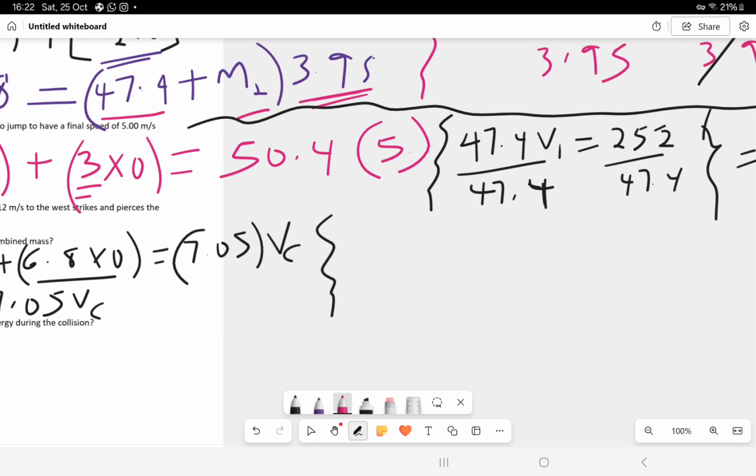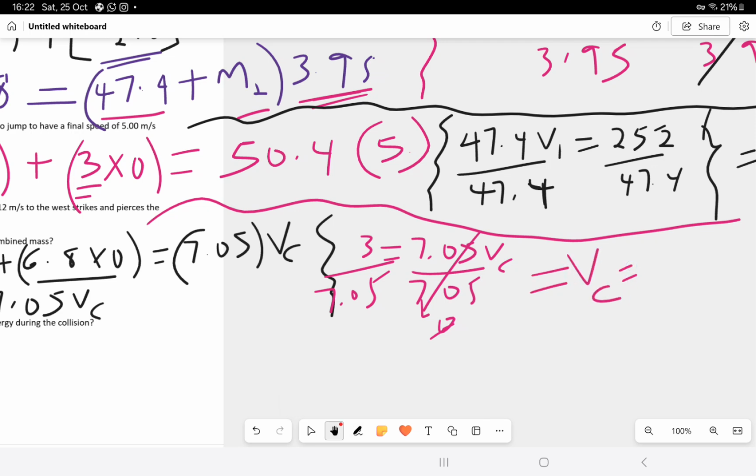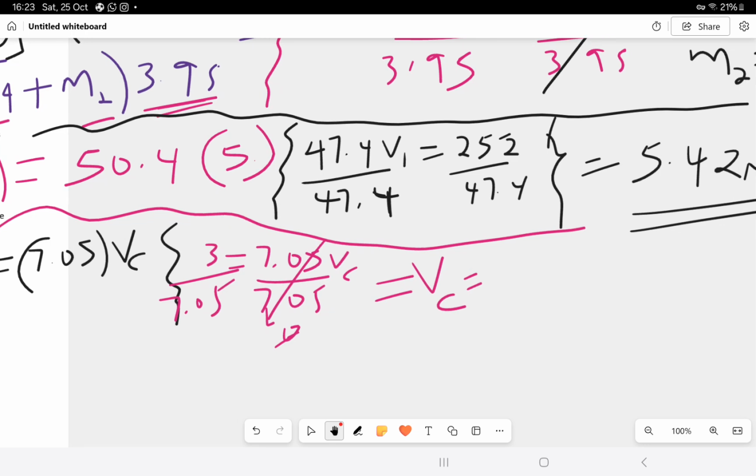Yep, just a minute. Let me draw a line here and then I'll add this. So I'll have now 3 is equal to 7.05 VC. Divide by 7.05, divide by 7.05, and this one will cancel, and then I will remain with VC will be equal to 3 divided by that one.